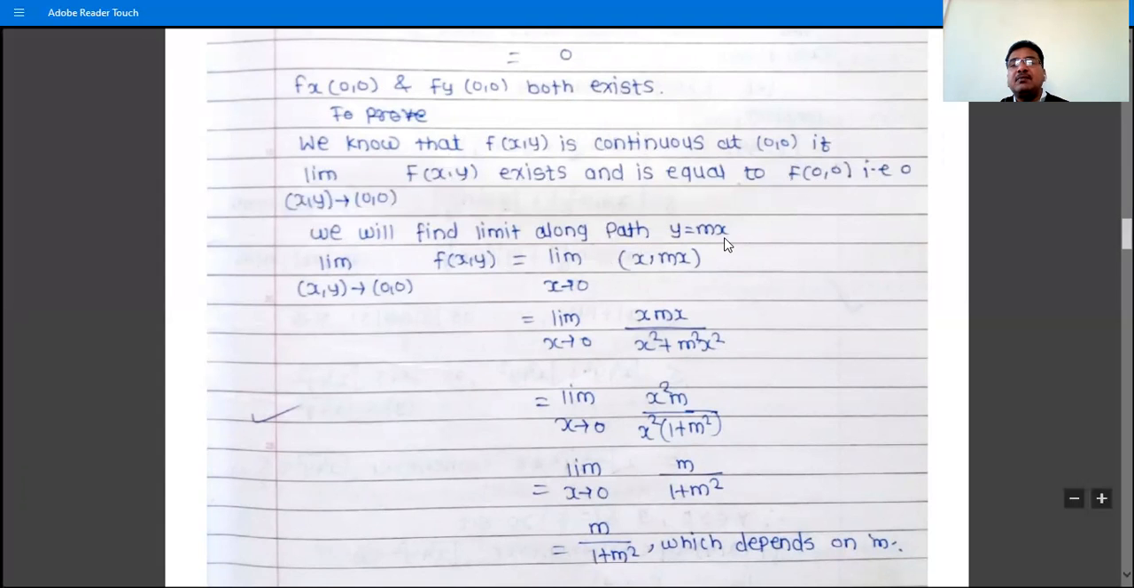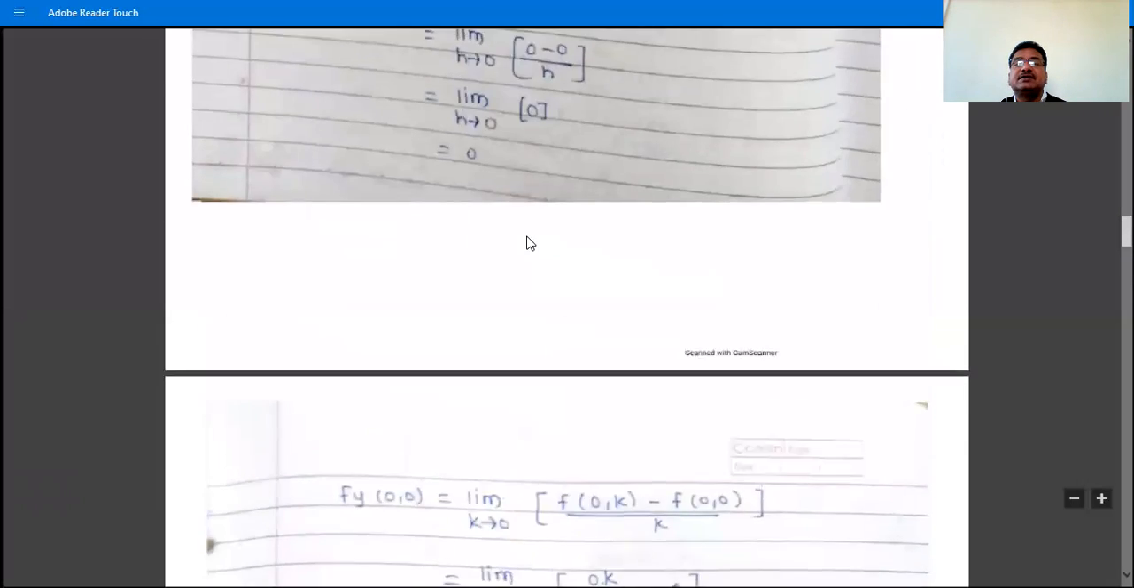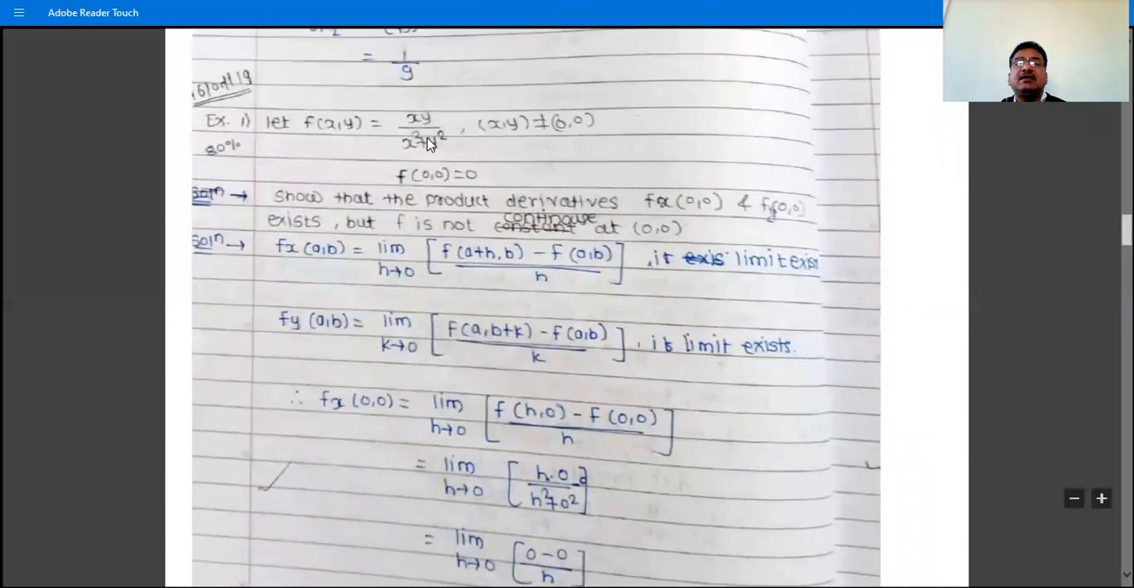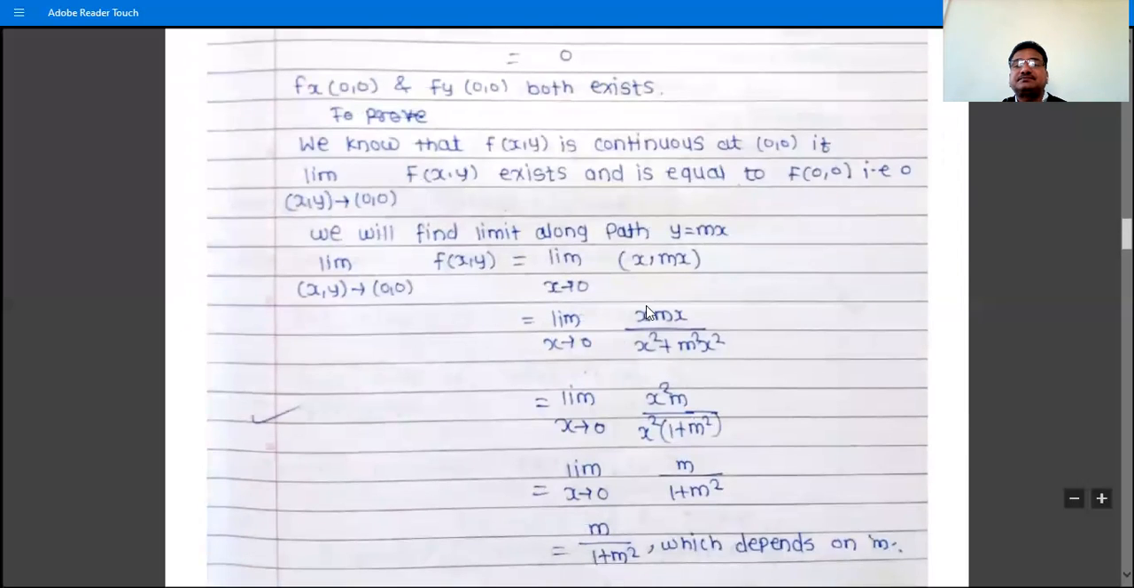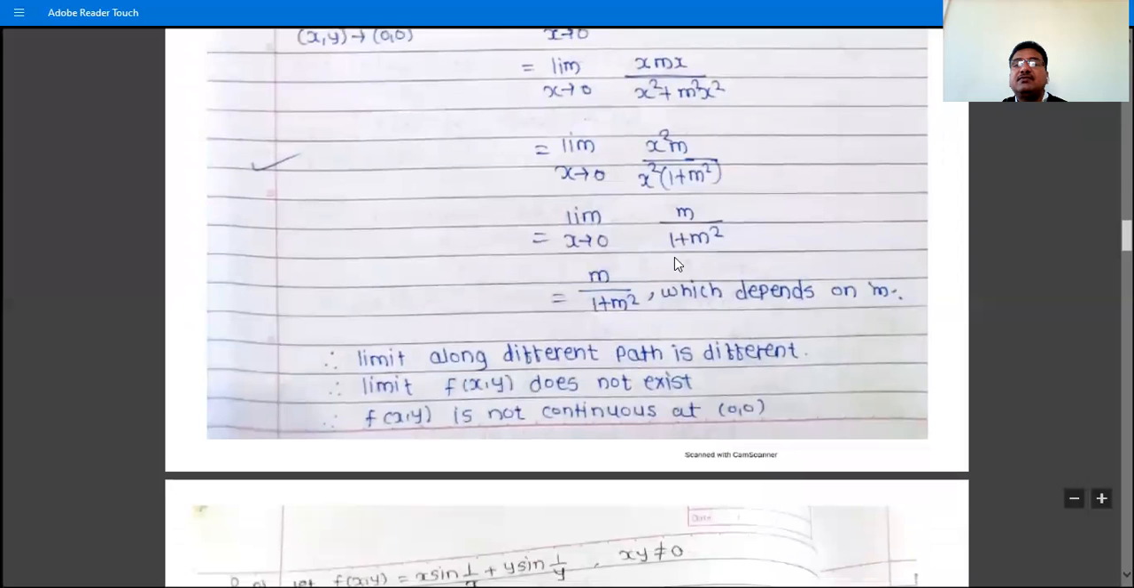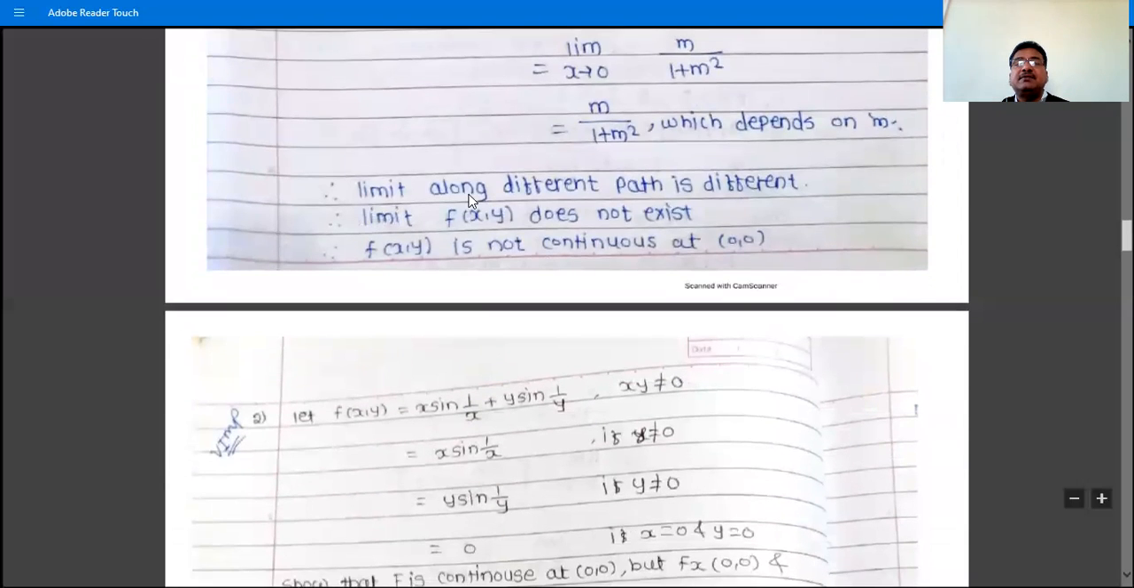So we will find the limit of f of x, y as x, y tends to 0, 0 along the path y is equal to mx. So the limit as x, y tends to 0, 0 of f of x, y is equal to the limit as x tends to 0 of f of x, mx, right here, y is mx. Then what is the value of f of x, mx? Use this formula, substitute x as x and y as mx. So we have this, and then take x square as common, we have this answer. And the limit of this factor is itself, because this is a constant with respect to the limit. The limit depends on m, and therefore the limit along different paths is different, and therefore the limit of f of x, y as x, y tends to 0, 0 does not exist, and therefore f of x, y is not continuous at 0, 0.